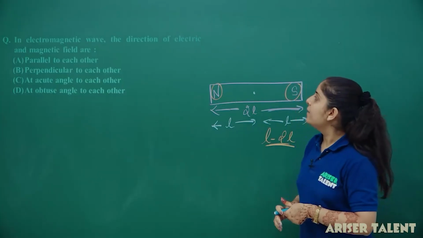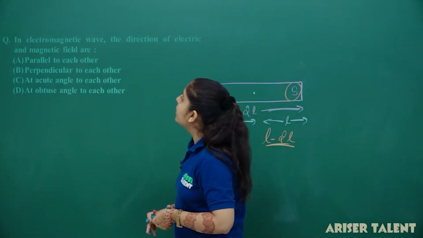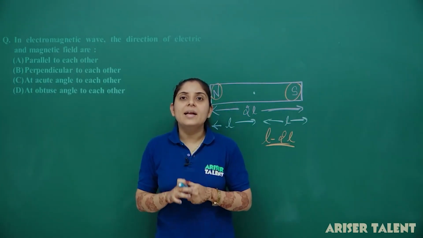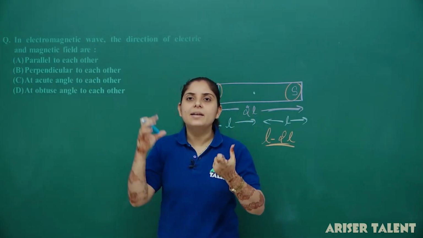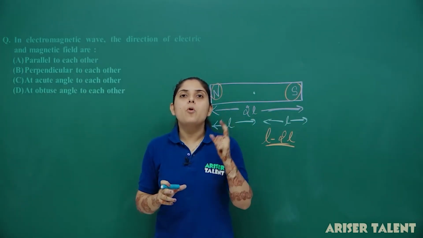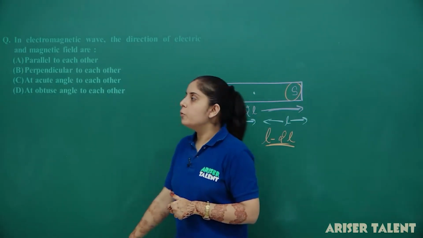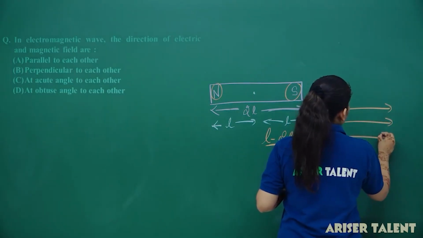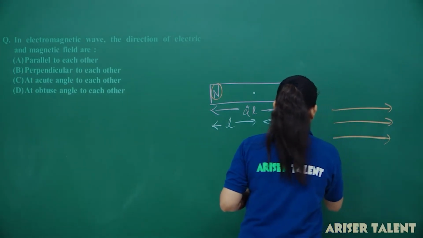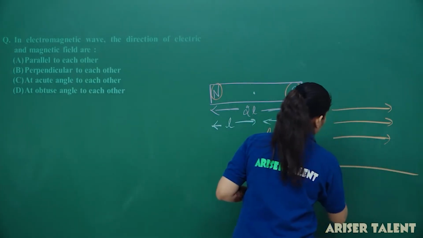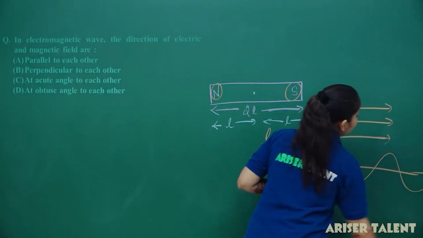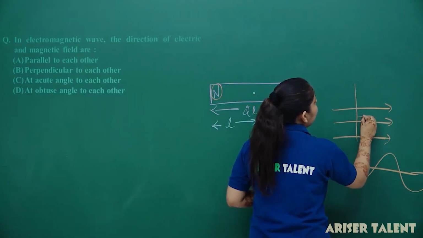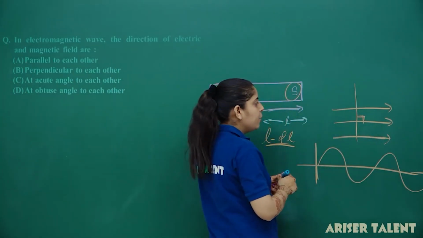In an electromagnetic wave, what are the directions of the electric and magnetic fields? In any wave, if I am considering the electromagnetic wave, it must consist of an electric field and a magnetic field, and in this wave, both are perpendicular to each other. If you draw the wave like this, and we draw the components, we can see that the electric and magnetic fields are perpendicular to each other.